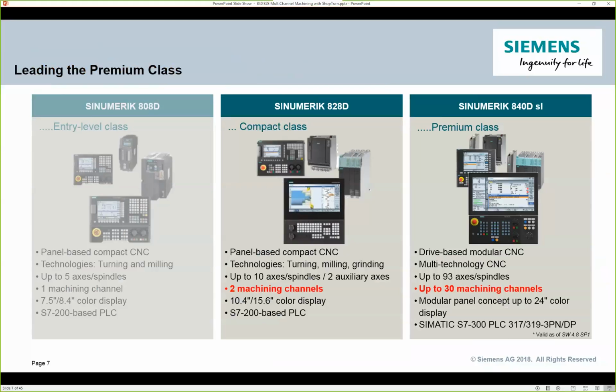And we're going to explain more about what we mean by a channel. But that's really how many different programs can be running simultaneously, and it's a direct result of the complexity of the machine. So an 828 can run 2 channels, and the machine example we're going to do today is based around a 2-channel machine. So those examples we're going to show you can absolutely be done on an 828 control.